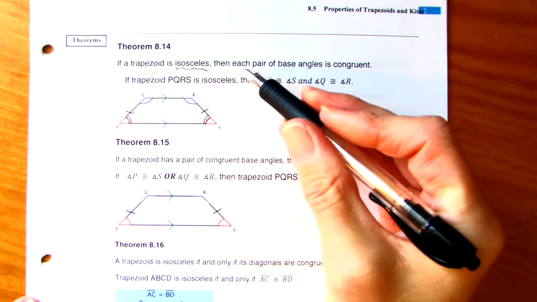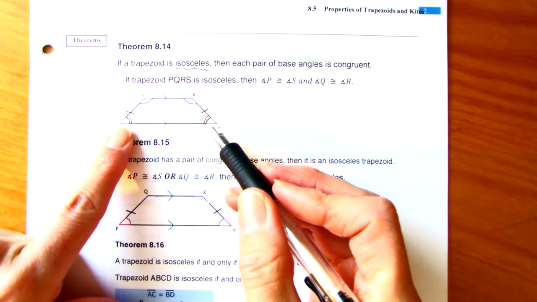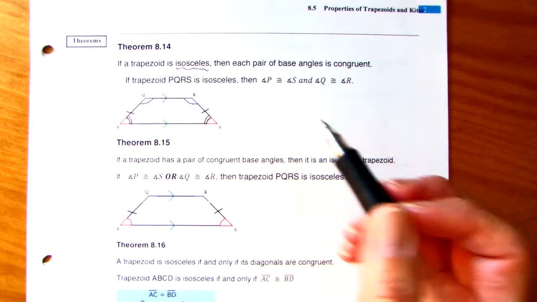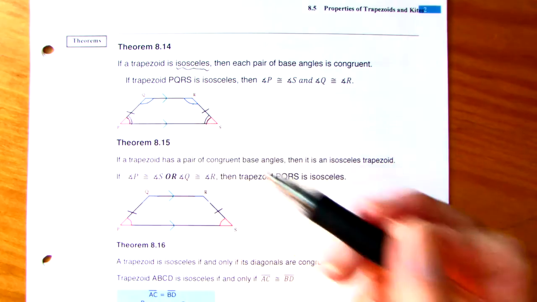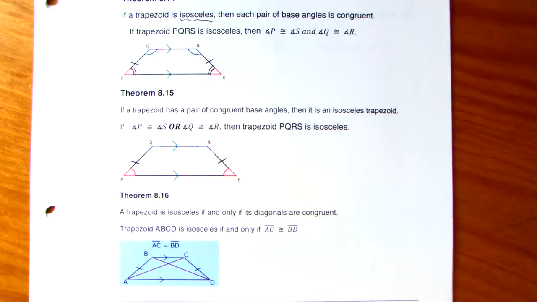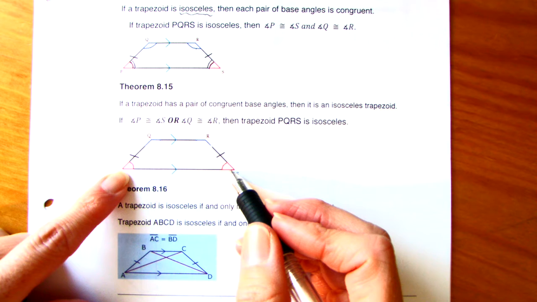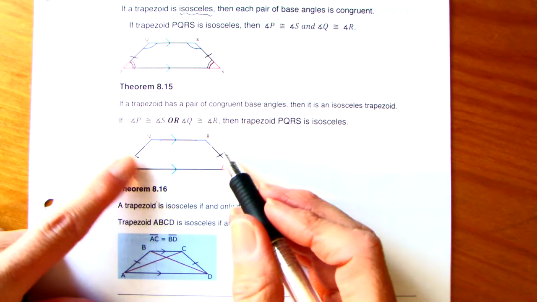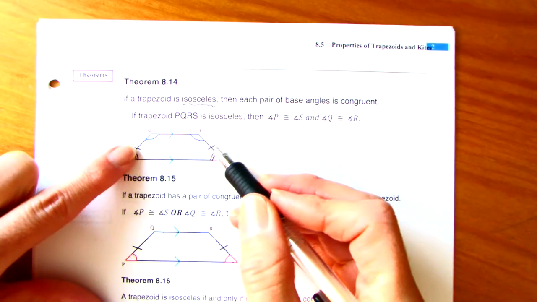If a trapezoid is isosceles, then each pair of base angles is congruent. Notice that these two will be congruent and those two are congruent. Those are the base angles because these are my two bases and they're parallel. Now if a trapezoid has a pair of congruent base angles, then it's isosceles. Then you have these. Then you know that these two are the same. Here, these two lengths will be the same if it's isosceles.